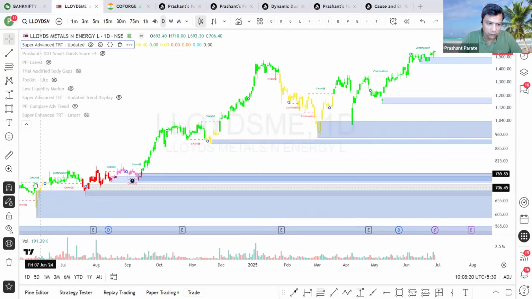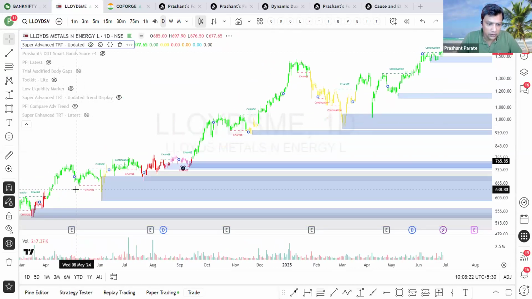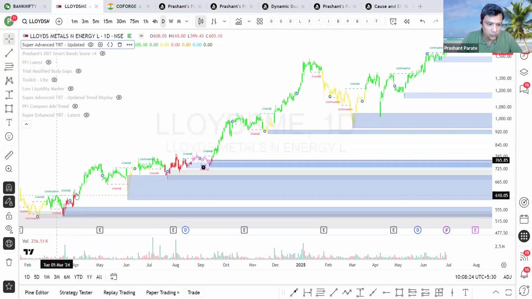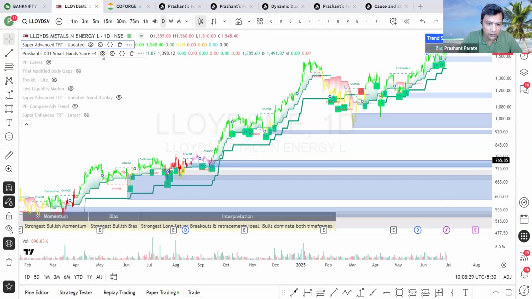It was here when it was a change. We can see this was a bullish change. Price gave retracement entry. Again, there was a change, gave retracement entry. When we add this, then it shows clearly that stop losses are not here, even though color has changed to red.